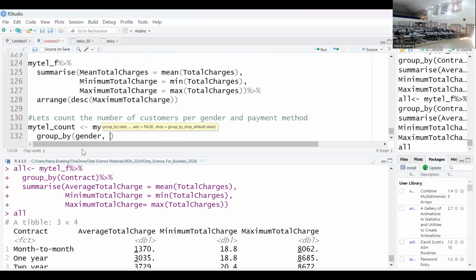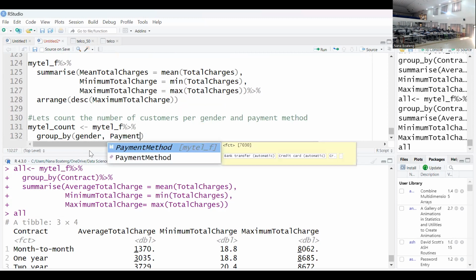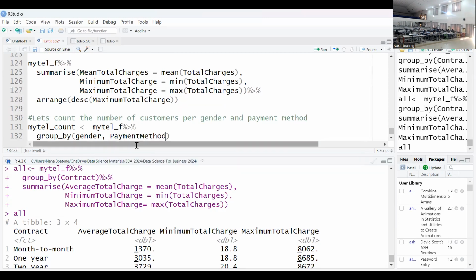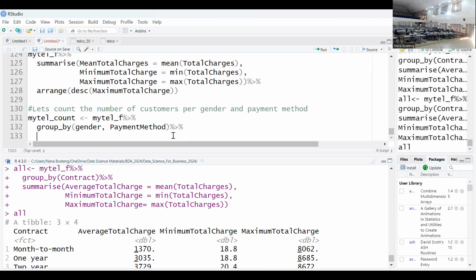So the first one that we did, the group by, it was only one variable. You can actually increase it, okay? So we can do gender and payment method. Then we pipe that into count. Okay, so let's run this.